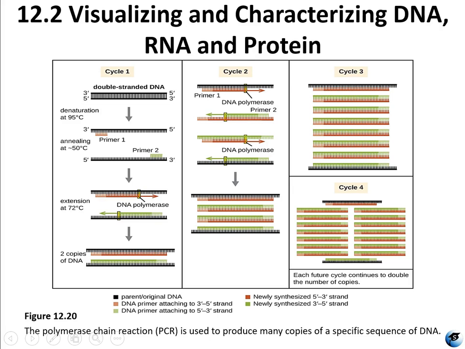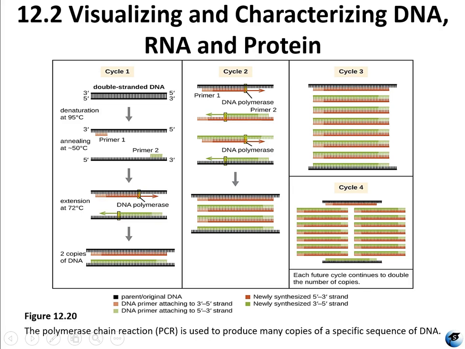In DNA replication, the nucleotides are already in the cell, they're in the cytoplasm. But in the lab, of course, you have to add them to the reaction. And then you also have to add a polymerase. Usually it is Taq polymerase. Taq stands for Thermus aquaticus, which is a species of bacteria that lives in hot springs.